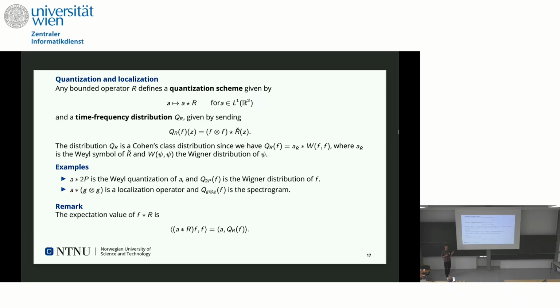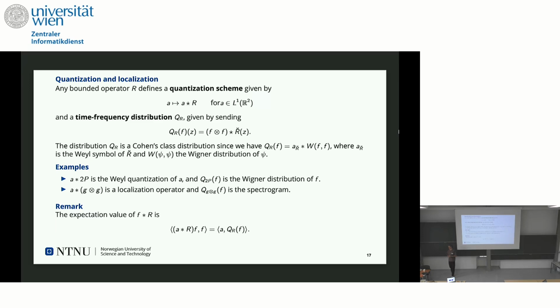And it's also going to define a time frequency distribution. So we can use an operator convolution with the rank 1 operator f tensor f, and that's going to send any f to a quadratic time frequency distribution. And in fact, that distribution is going to be of Cohen's class type, precisely because the operator convolution is just an operator of Weyl symbols. So this is going to reduce to a convolution with the Wigner distribution. Like I mentioned, we have two examples of that in Weyl quantization and localization operators. Then the corresponding time frequency distributions are the Wigner distribution and the spectrogram.